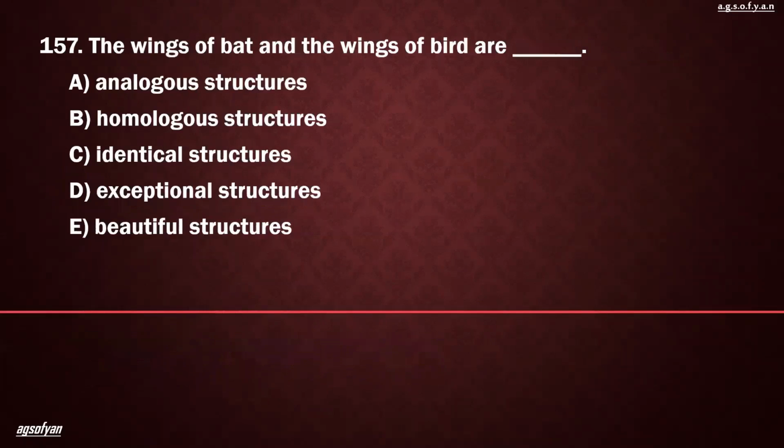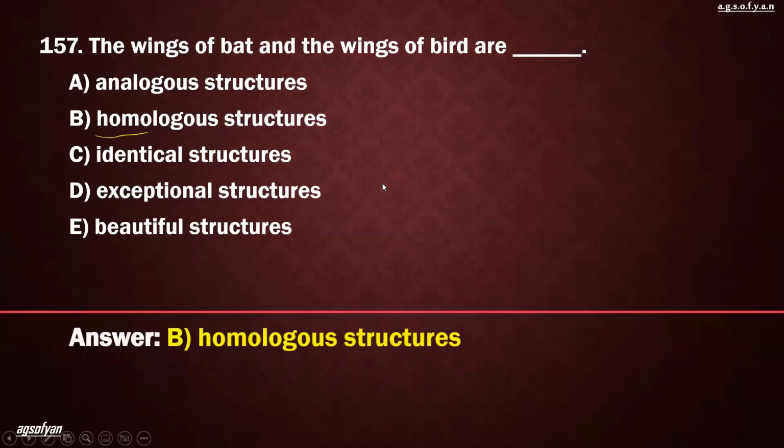Okay, next. The wings of the bat and the wings of the bird are... So the wing of the bat and the wing of the bird have the same structure. Therefore, it's called the homologous structure. Okay, they are homologs because they actually have the same bones.